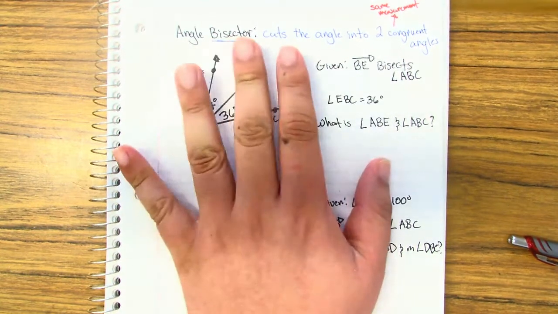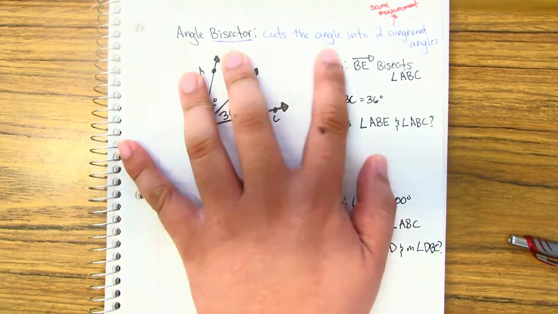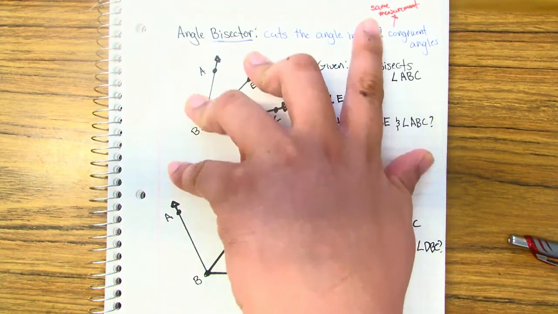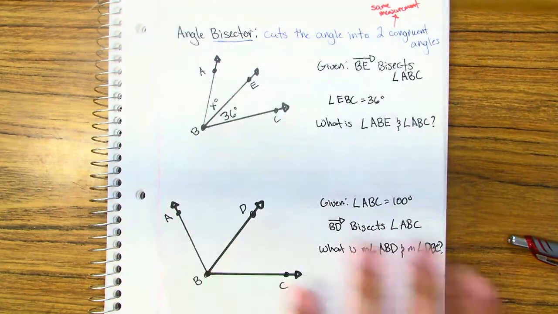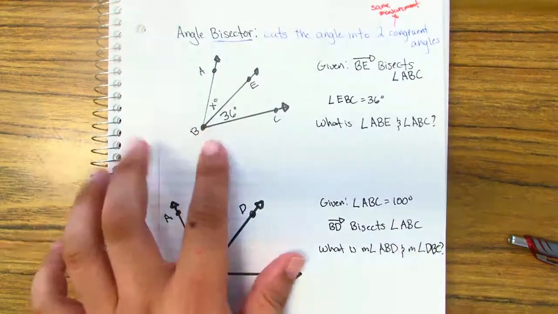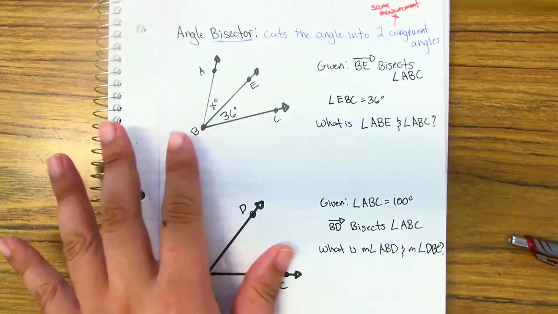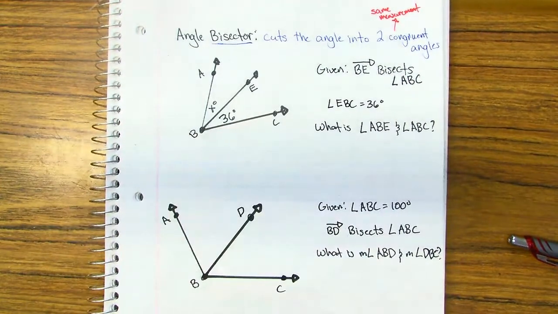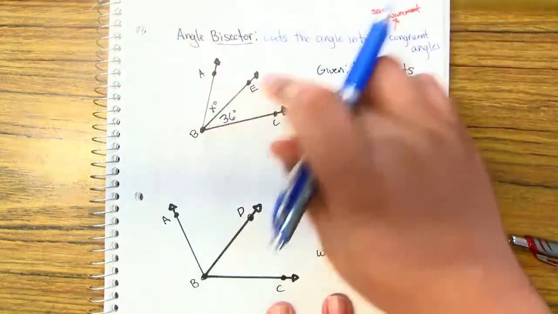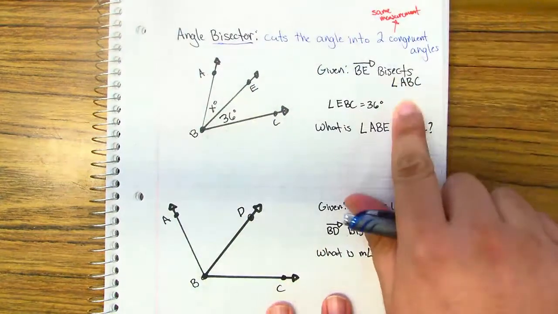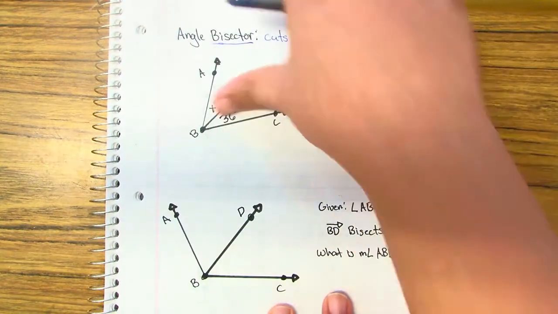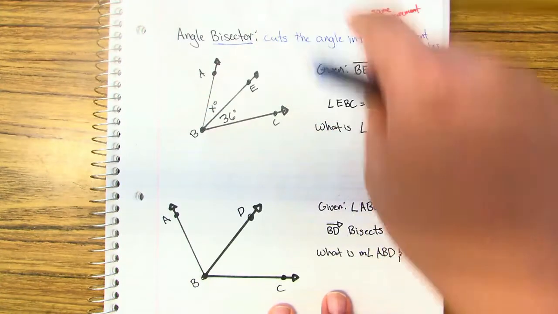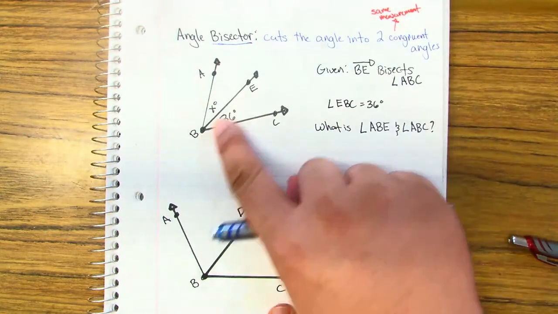Let's use this concept once again. Bisector cuts the angle into two congruent angles. Congruent meaning, once again, same measurements. So the first example we're going to give is, the given here is ray BE. Ray BE bisects angle ABC. So what happens to ABC? It's being bisected by the ray BE.